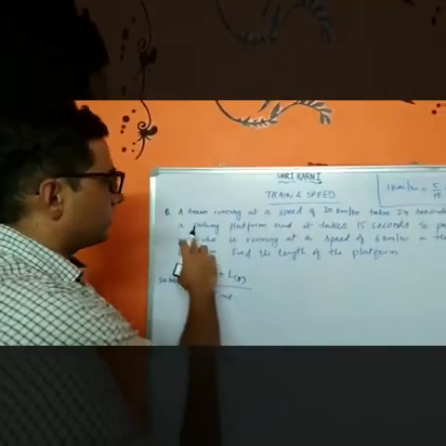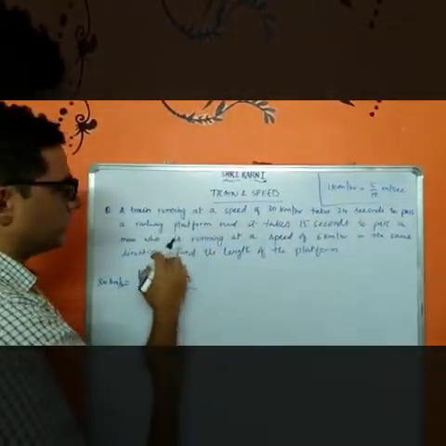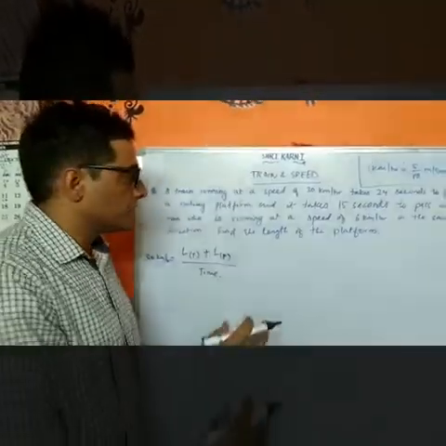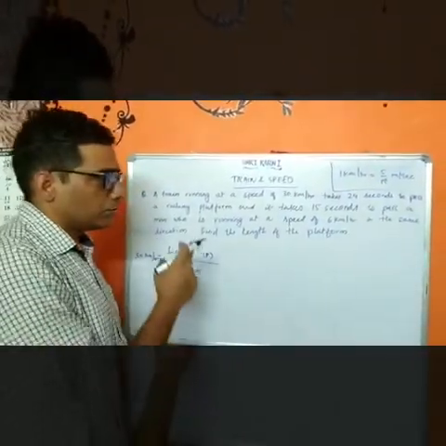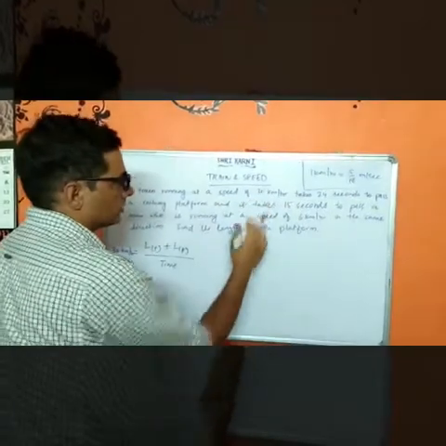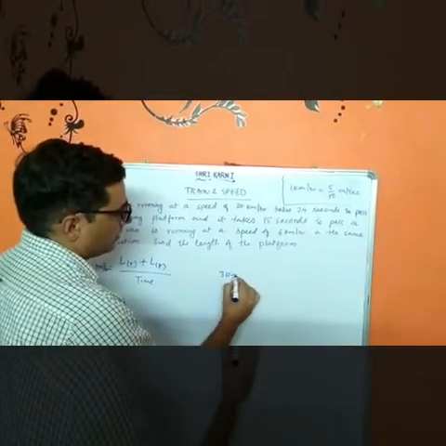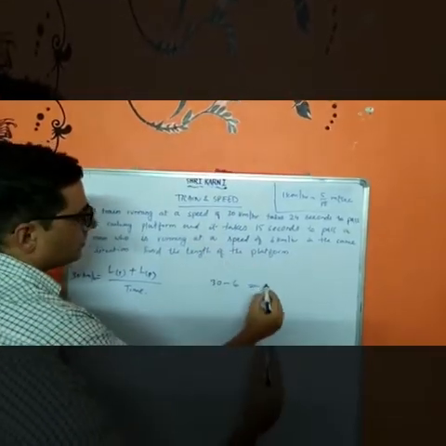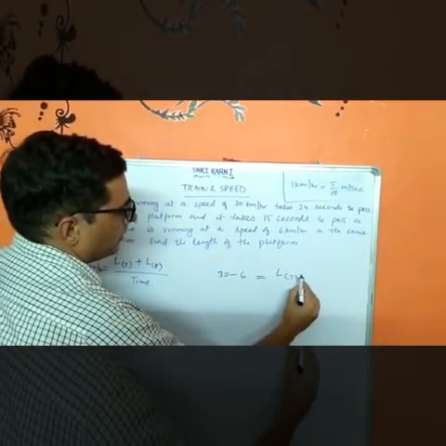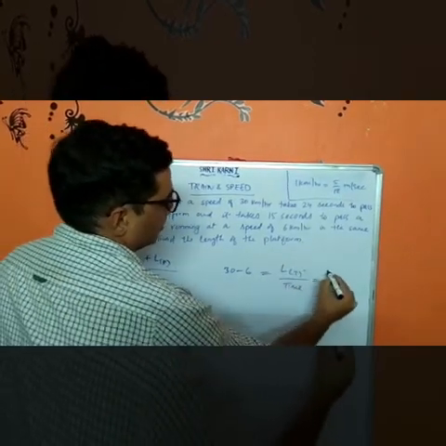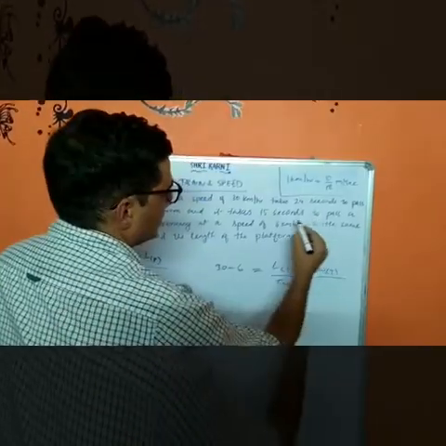Now second, it is given that it takes 15 seconds to pass a man who is running at a speed of 6 km per hour in the same direction. Suppose the train is running in this direction and the man is also running in this direction. As we have found in relative speeds, both the train and man are running in the same direction, so the speeds will get subtracted. So the speed in that case will be 30 minus 6 km per hour, which will be equal to length of the train divided by time, which we will find out from this, and the time they have given is 15 seconds.